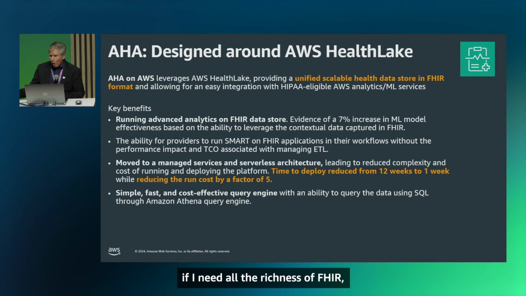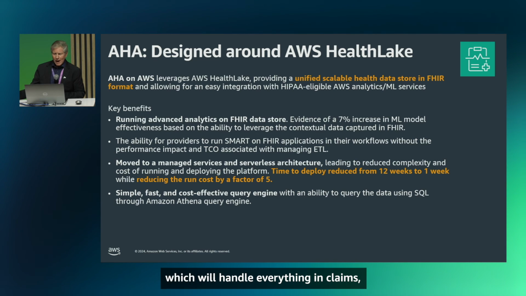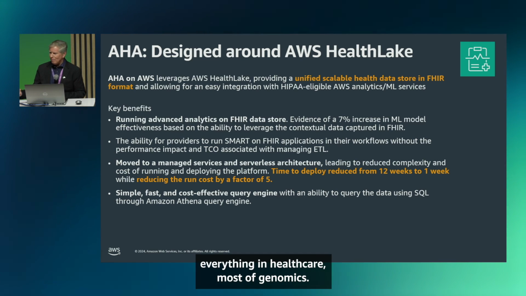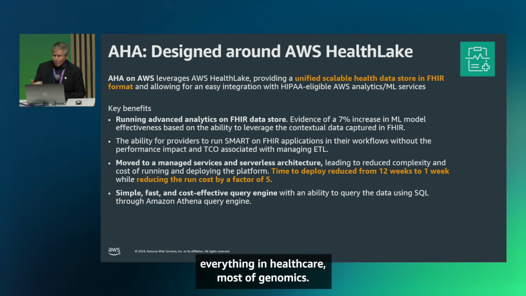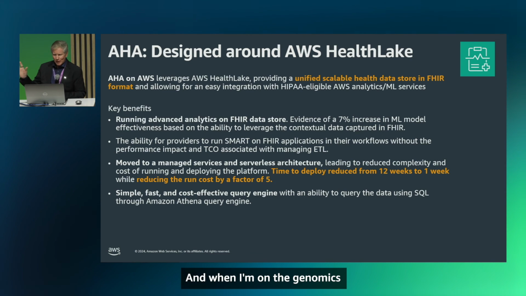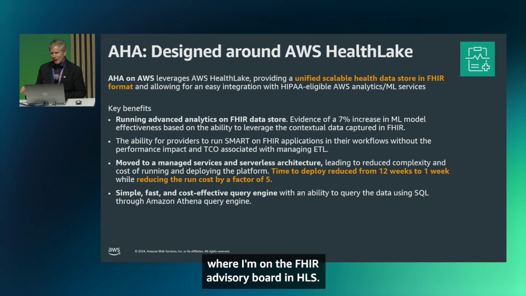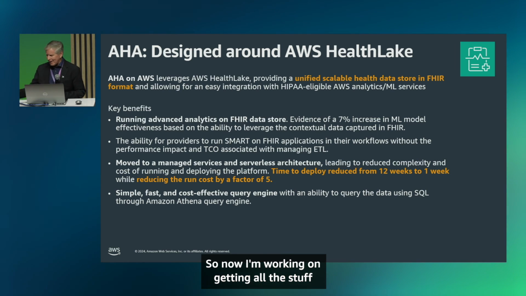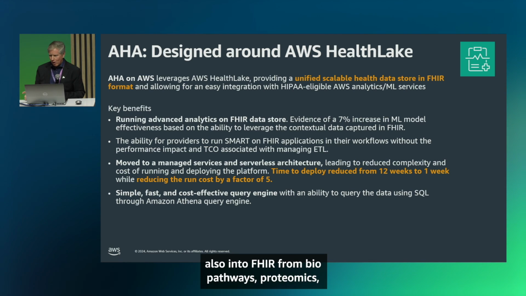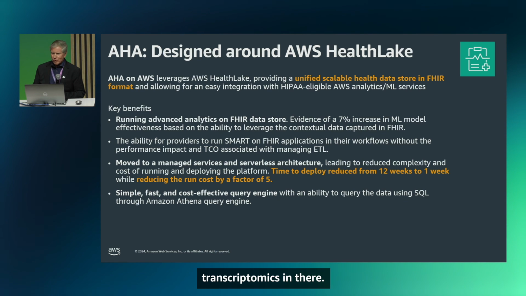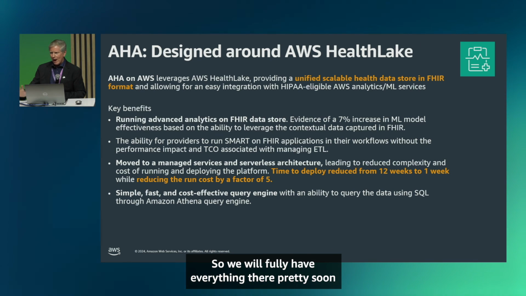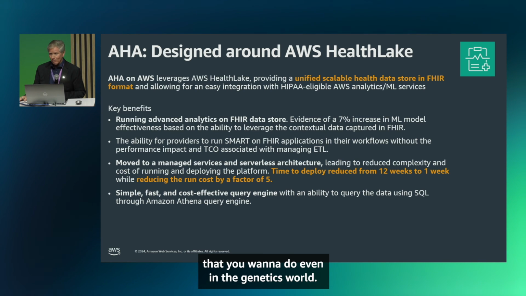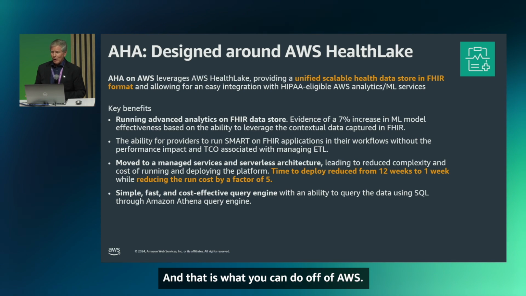If I need all the richness of FHIR, which will handle everything in claims, everything in healthcare, most of genomics, and on the genomics side, I'm on the FHIR advisory board in HLS, I've been writing the standard for 25 years. So now I'm working on getting all the stuff I want on the research side also into FHIR, from biopathways, proteomics, transcriptomics in there. So we will fully have everything there pretty soon that you want to do, even in the genetics world. And that is what you can do off of AWS.